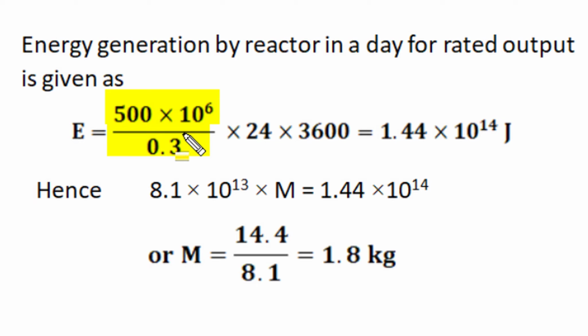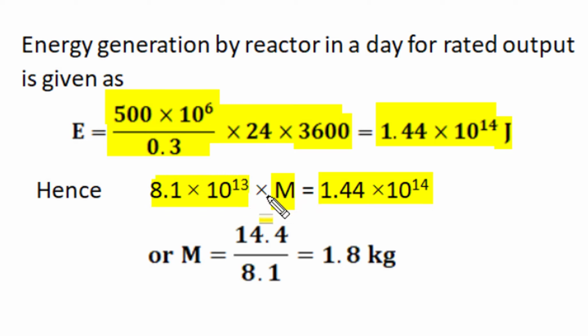Now this heat power in watt, over 24 hours, with 1 hour being 3600 seconds, becomes watt-second energy, or joule, energy 1.44 into 10 to the power 14 joule. So this 1.44 into 10 to the power 14 joule heat energy of the reactor is produced by m kg of mass, and m kg mass produces 8.1 into 10 to the power 13 into m joule energy.